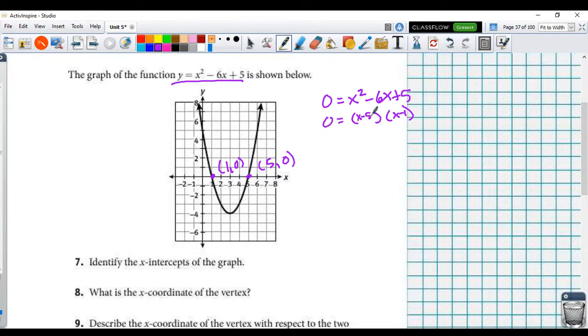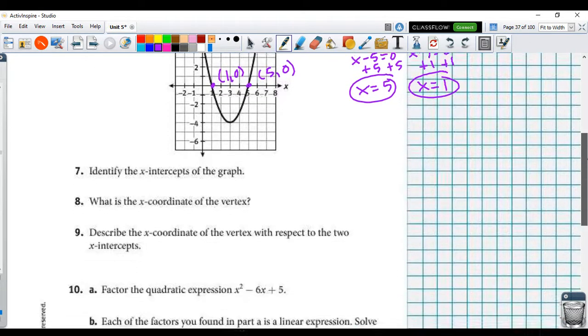Now, we know that if something times something is equal to 0, then one of these things has to be 0. So I'm going to set both factors equal to 0, and then I'm going to solve. So plus 5, x equals 5 here, plus 1, x equals 1. So did we get the same two x-intercepts as what's actually occurring on the graph? Yes, we did. That means that we did that correctly.